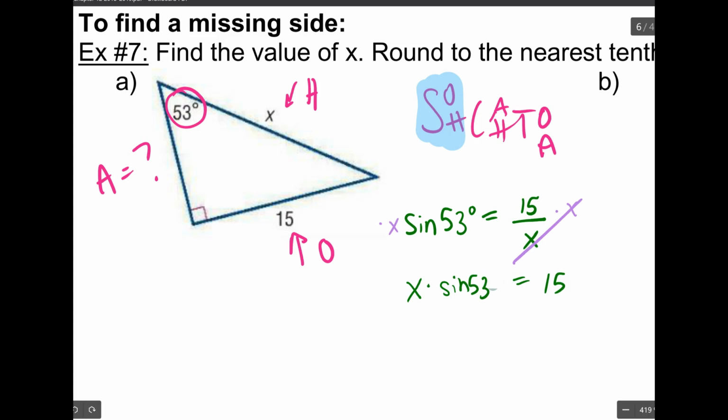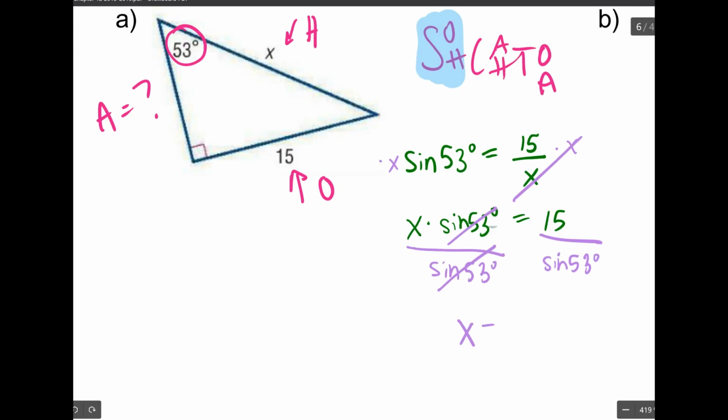I really want to solve for x, since I'm trying to find the side length. How do I get x by itself? Divide both sides by sine of 53 degrees. Sine is like an operation, kind of like a plus sign. I'm doing a function to my 53 degrees, so I'm dividing by sine 53, which is just some number. So x is equal to 15 over sine of 53 degrees.